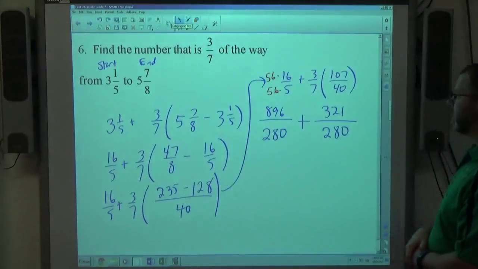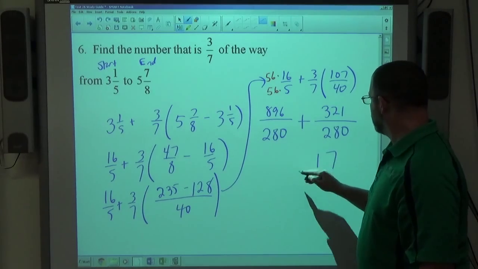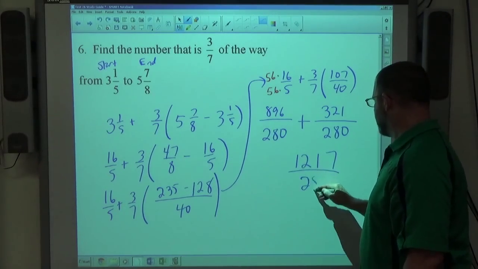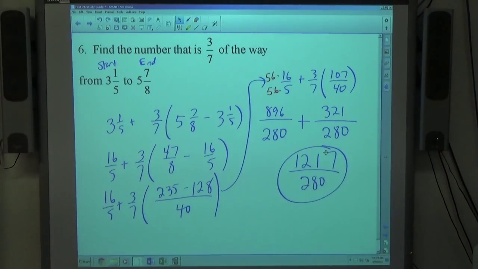So 896, 280 plus 321, 280 if I add them up. 7, 1 carry the 1, 1217, 280 is the right answer. And I'm fine leaving it as an improper fraction. There's nothing wrong with that.